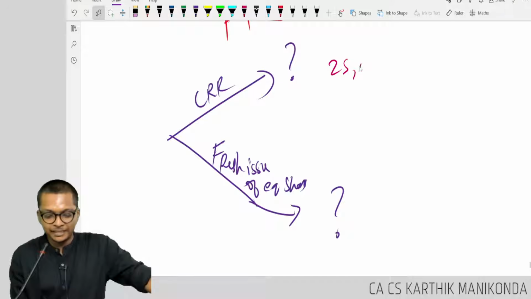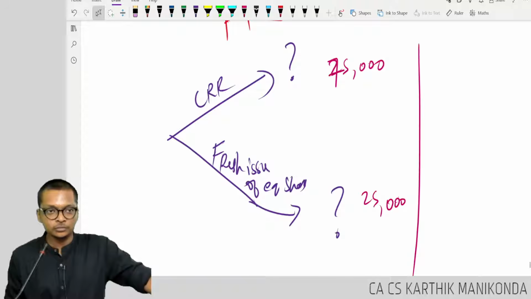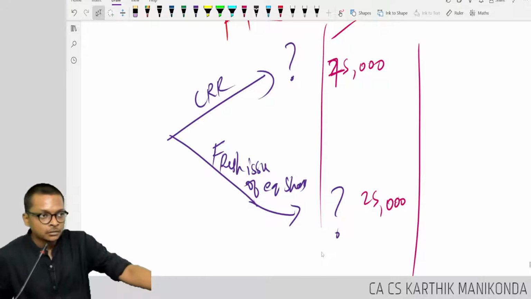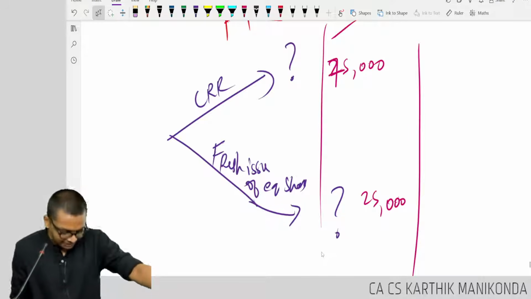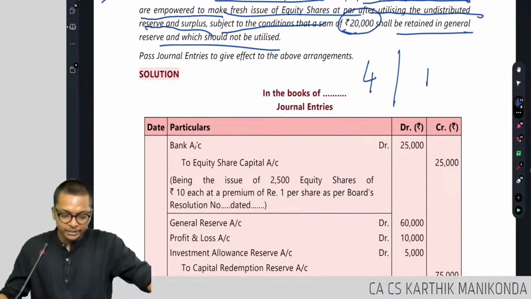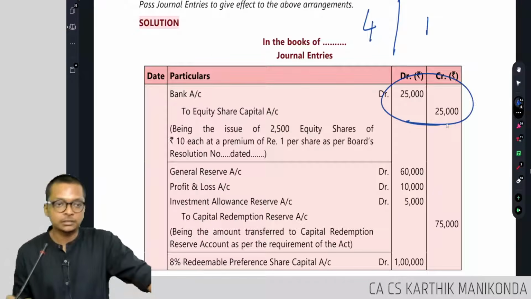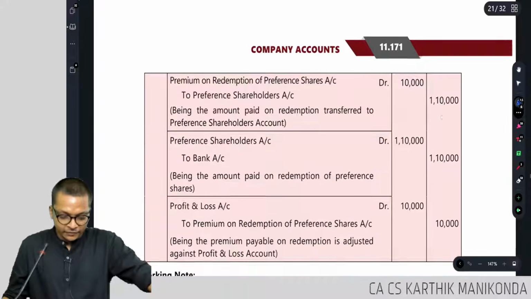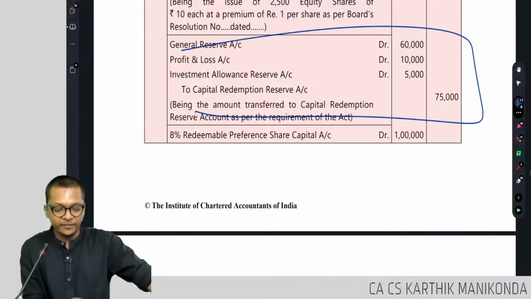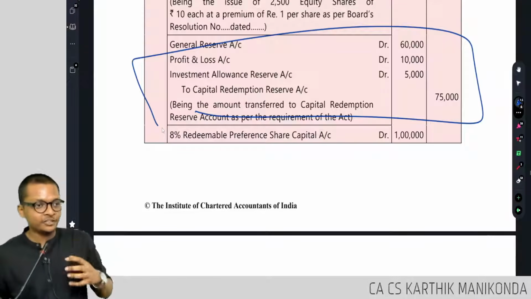One by one. Vinayak, CRR 25,000, fresh issue. CRR 75, fresh issue 25,000. Dilli Babu, same answer. Anybody else different answer? Others, same. All of you got the same answer. Okay, fine. Let's quickly cross check. Excellent. Fresh issue is 25,000. Transfer to CRR, where is that? 75,000. Perfect, guys. Excellent. You have done by yourself, means you have understood.